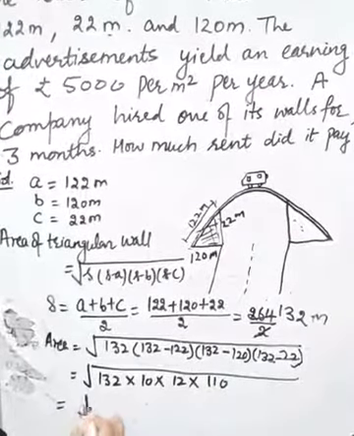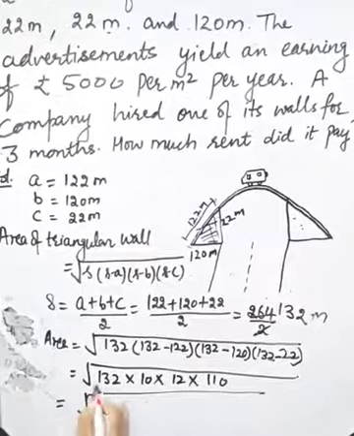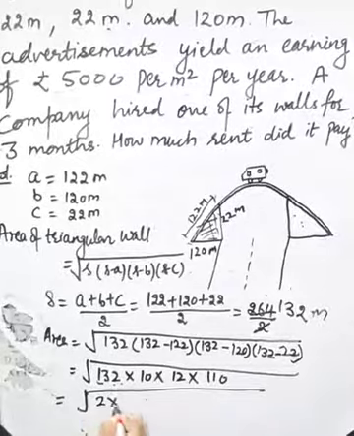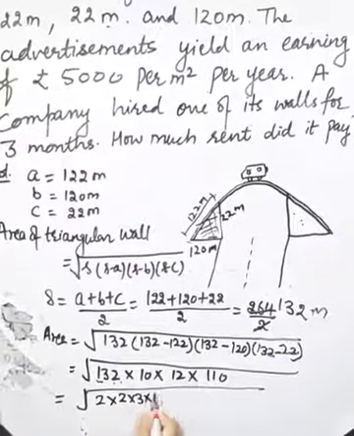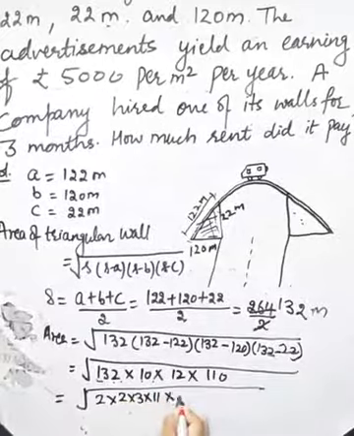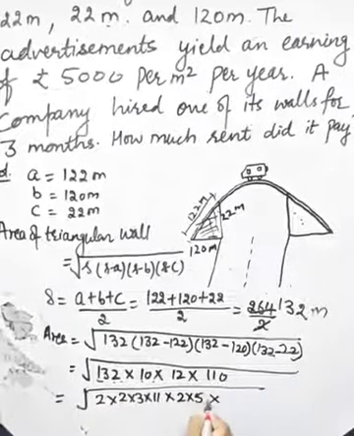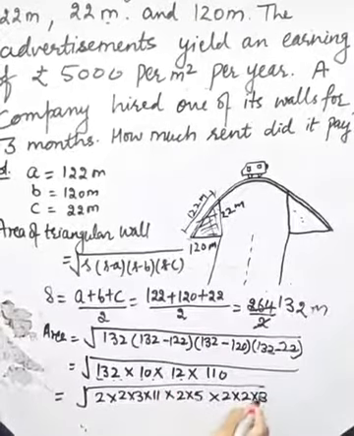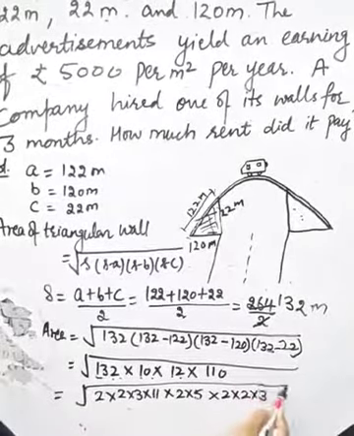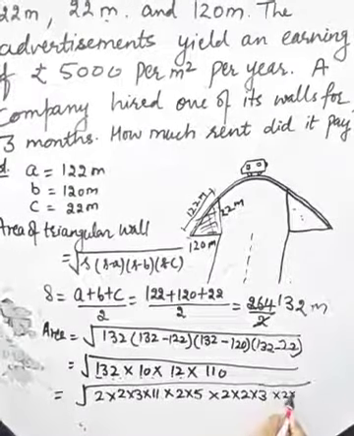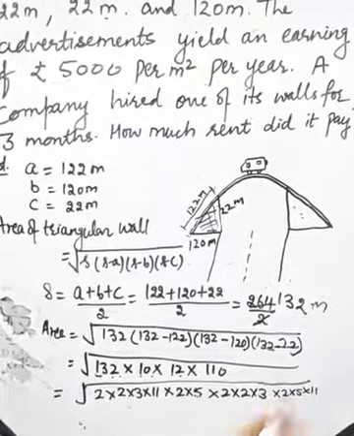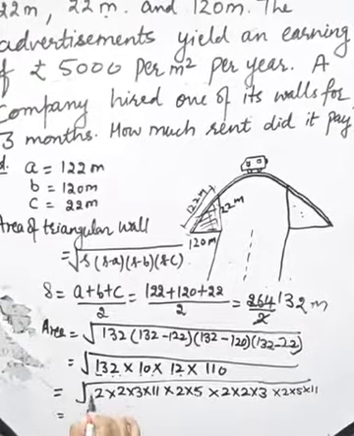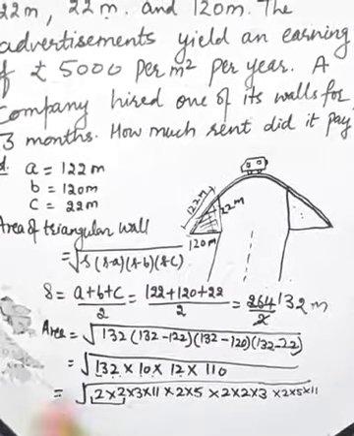Now do prime factors of 132. Reduce it to the lowest form. Prime factors of 132 are 2 into 2 into 3 into 11. Prime factors of 10 will equal to 2 into 5. Prime factors of 12 will equal to 2 into 2 into 3. Prime factors of 110 will equal to 2 into 5 into 11. Now in the next step we have to make pairs of like numbers and bring them out from the square root.